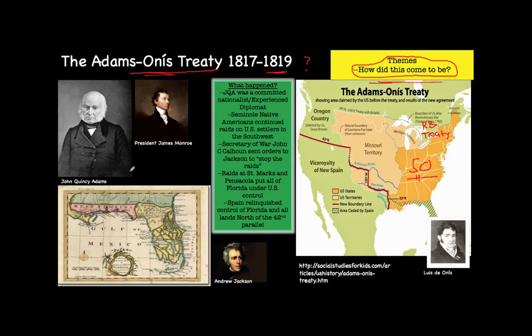So it involves a whole cast of characters. John Quincy Adams, Secretary of State under President James Monroe, a Spanish ambassador named Louis de Onis, and perhaps most famously, Andrew Jackson, who was then a military commander. So, a little bit about John Quincy Adams. He will become the sixth president of the United States, the son of President John Adams. He was a committed nationalist and an experienced diplomat.